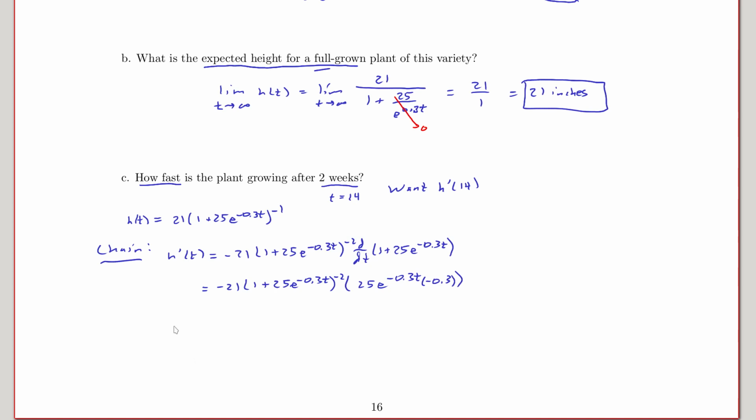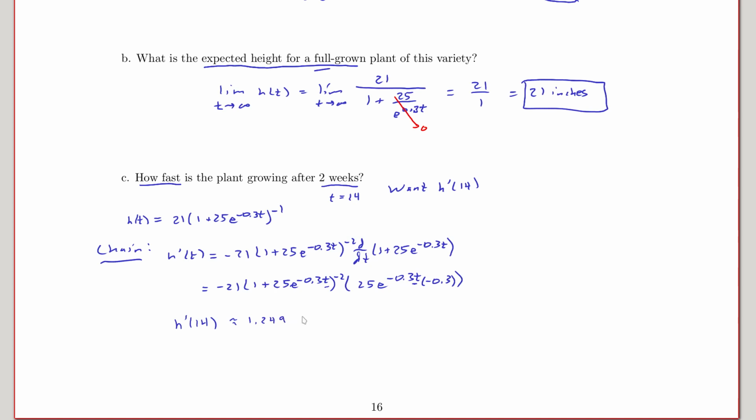So there's our derivative. Now all I need to do is use my calculator, and you should double check that you can get the same answer. But when I plug 14 in for t in both of these spots here, be real careful with parentheses and everything, what you should end up with is approximately 1.249.